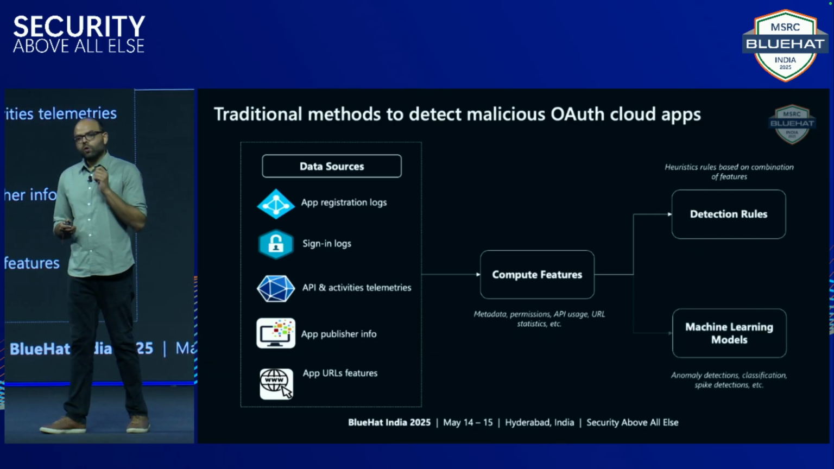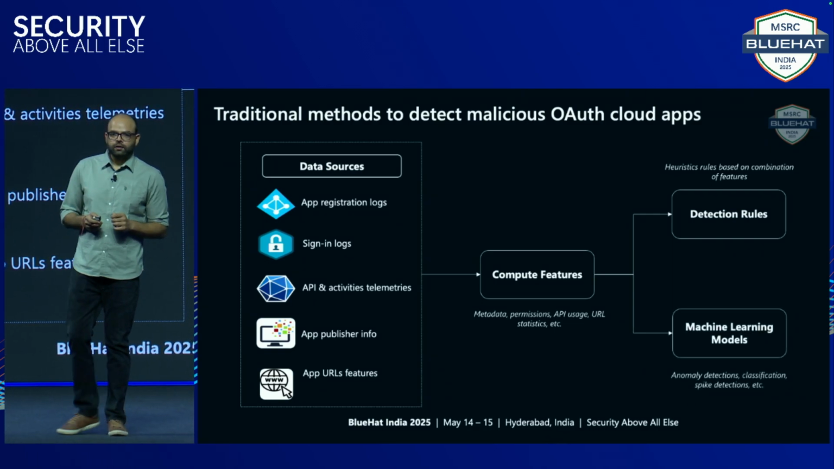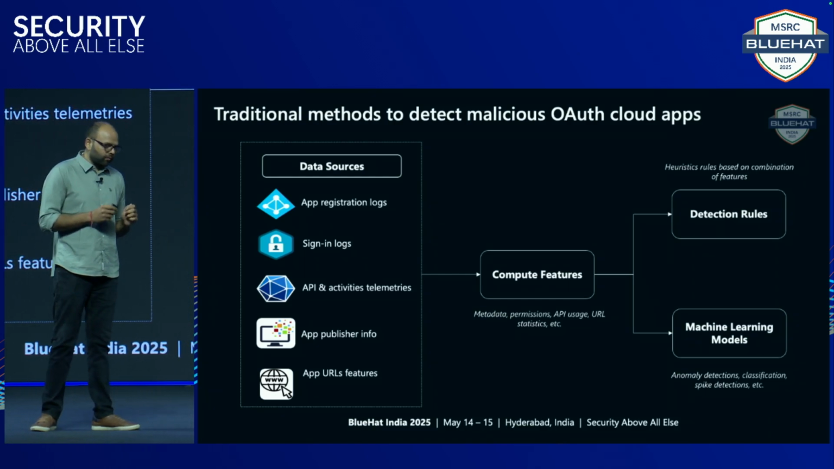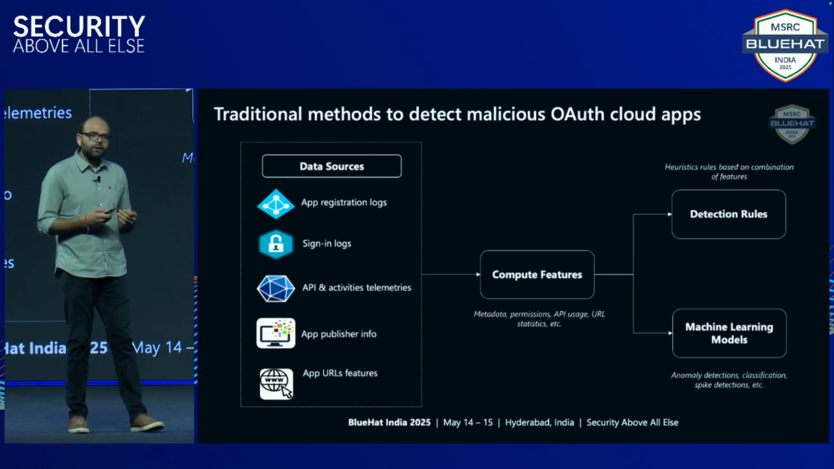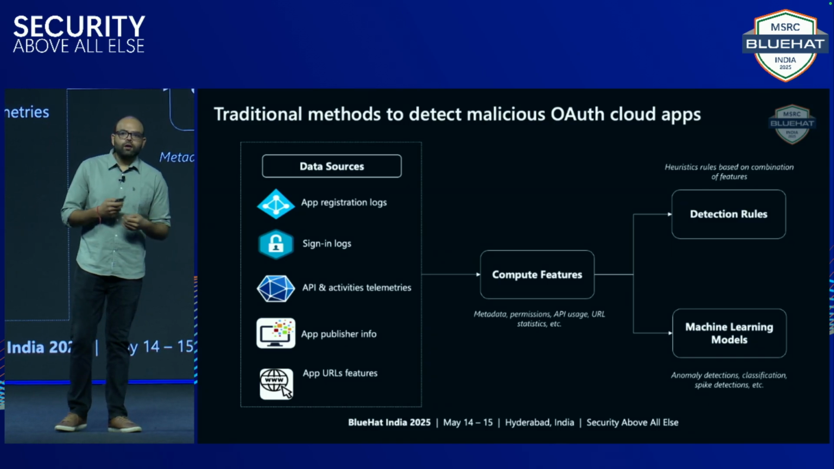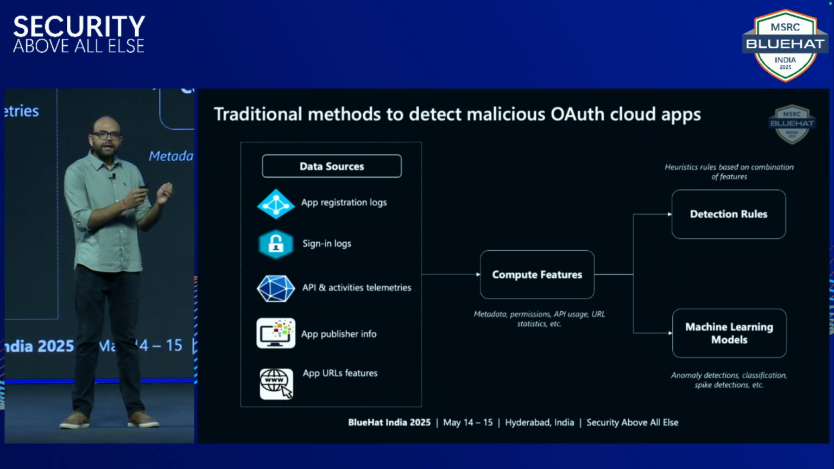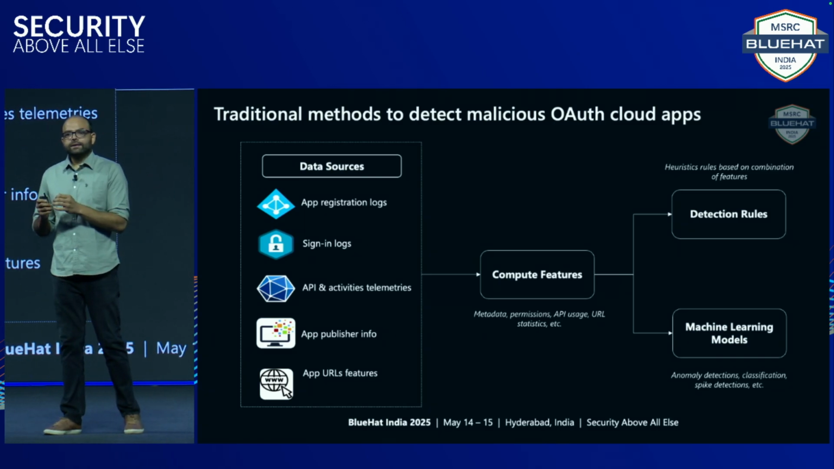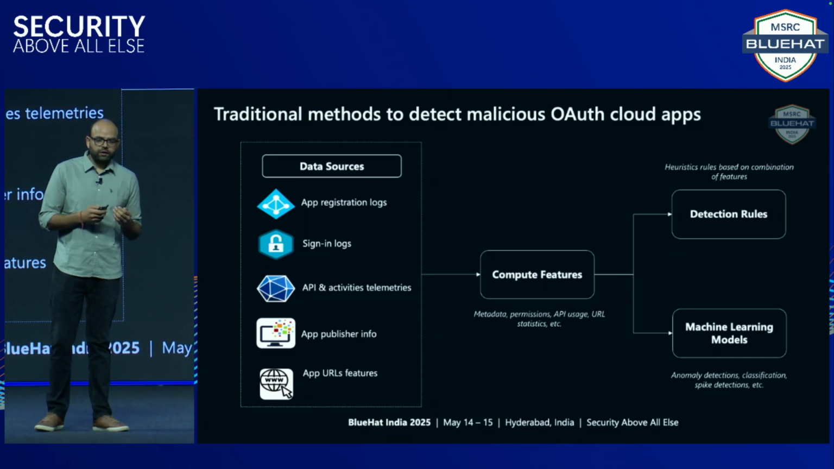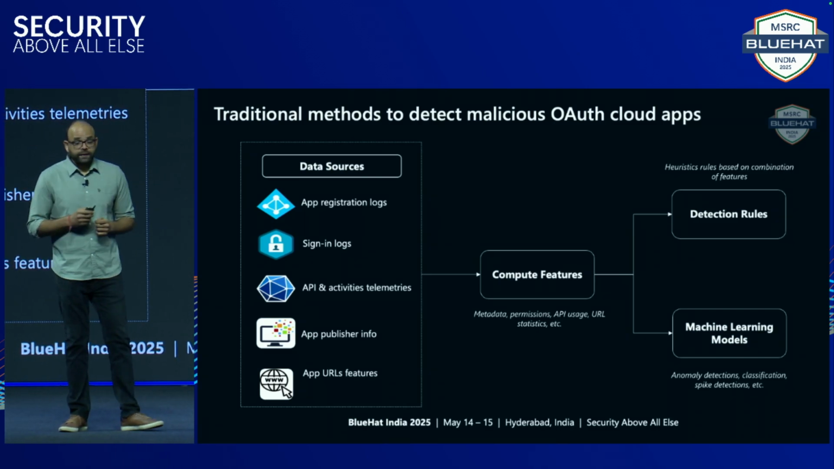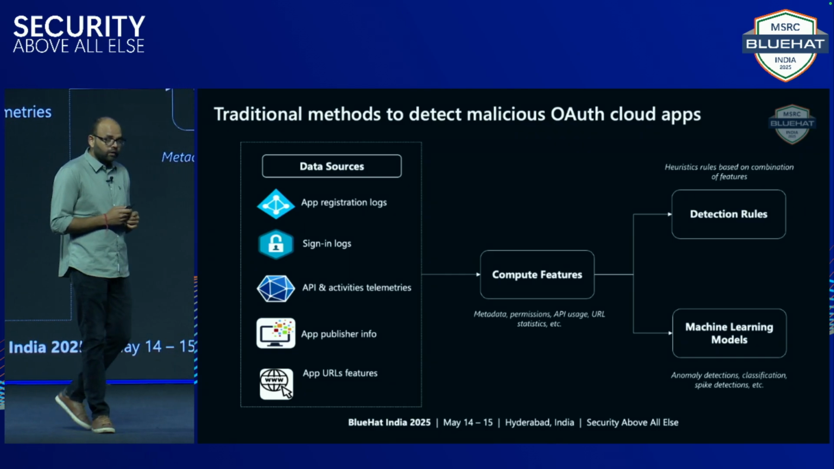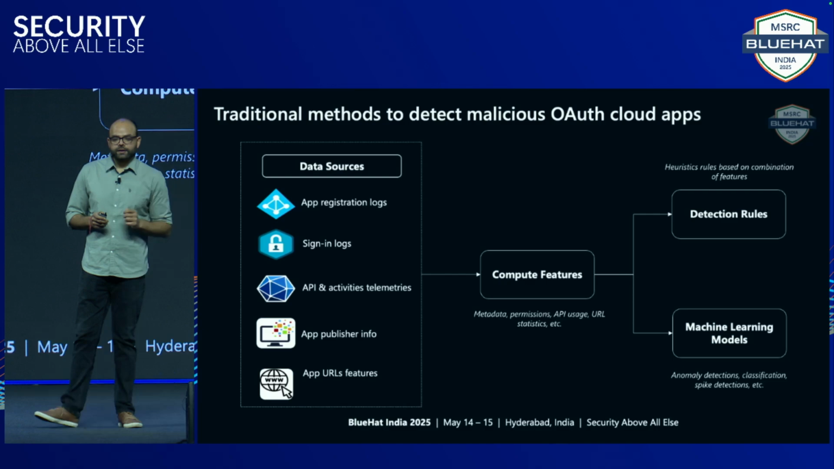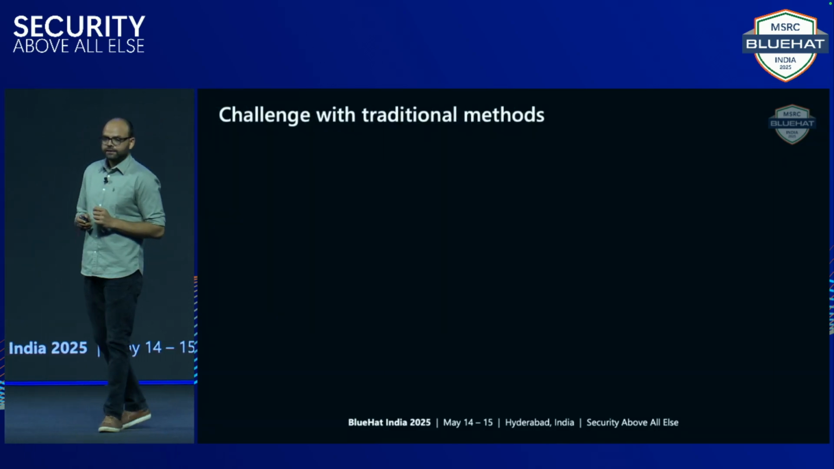The other way is to train machine learning models, typically in an anomaly detection setup. What these ML models do is try to learn the baseline patterns or the normal behavior from a set of clean or benign applications. And whenever they see an application deviating from that normal behavior, they will flag those applications as suspicious. Now, these work really well in many cases, but they do come with a lot of limitations. Let's see what those limitations are.